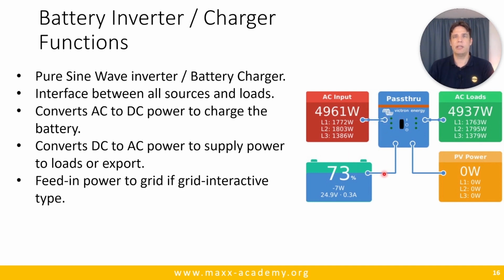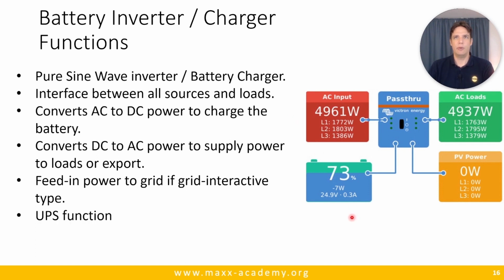So if it's grid interactive, it can export excess energy to the grid. That will happen when the battery is full and there's not enough AC loads, or there's more PV power than what the loads are consuming and the batteries are full. Then the extra energy can flow back to the grid if allowed.